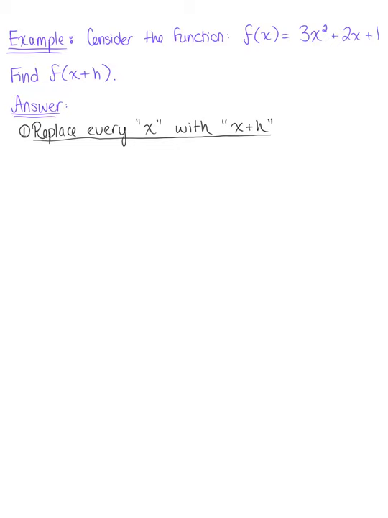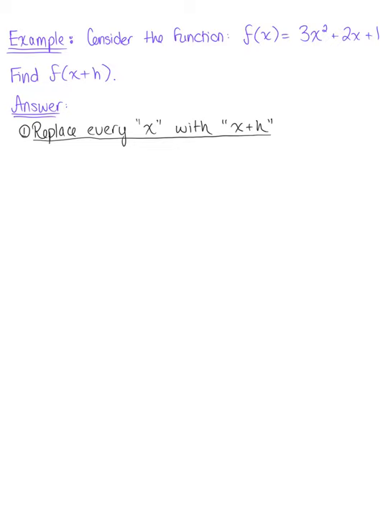So it can be helpful with your given function to put parentheses around x. So I'm going to rewrite f of x as 3 parentheses x squared plus 2 parentheses x plus 1. So now everywhere we just put x, we'll replace it with x plus h. So this becomes 3 times x plus h squared plus 2 times x plus h plus 1.